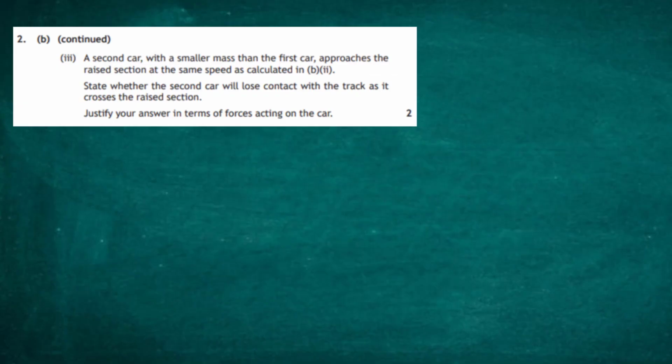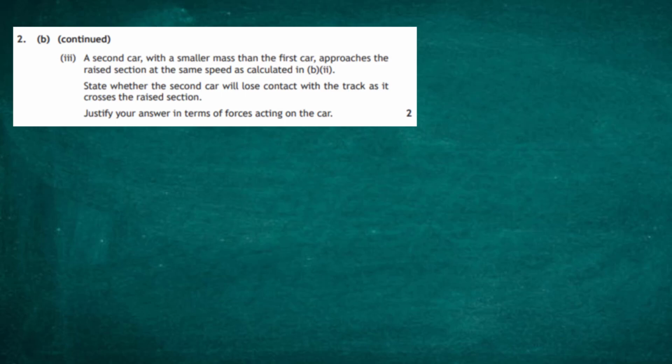Question 2b continued, part 3. A second car with a smaller mass than the first car approaches the raised section at the same speed as calculated in B part 2. And we have to state whether the second car will lose contact with the track as it crosses the raised section. And we must justify our answer in terms of forces acting on the car.